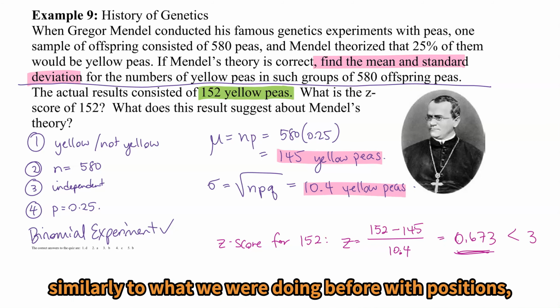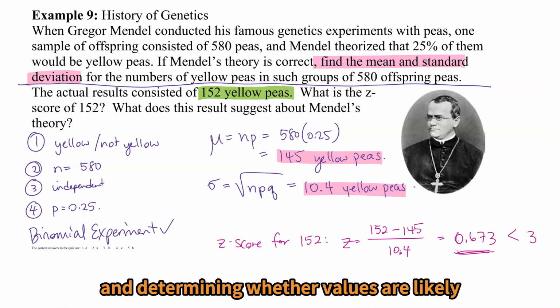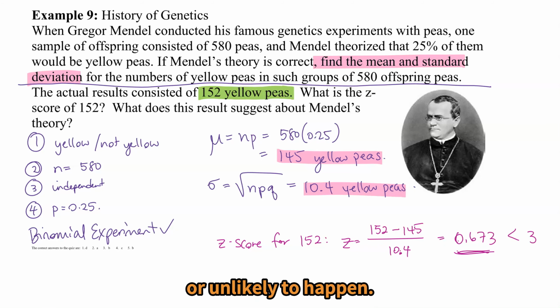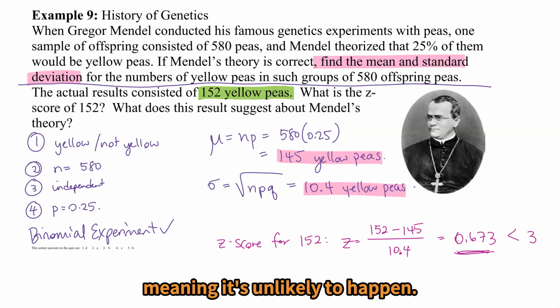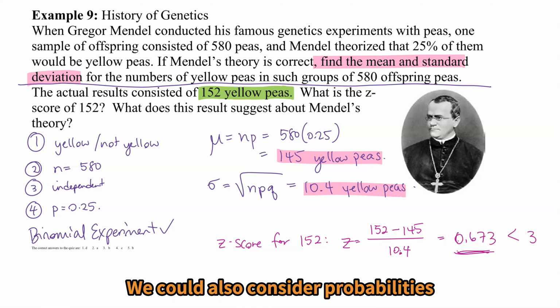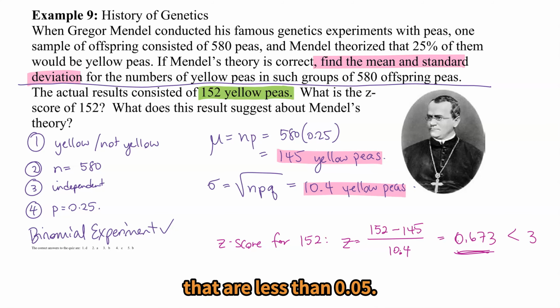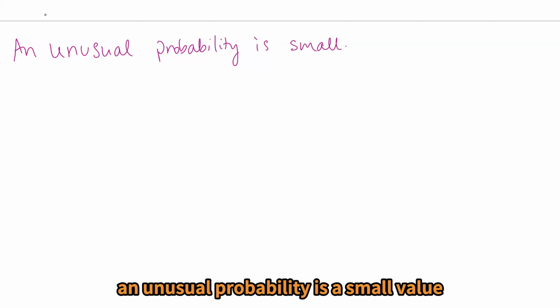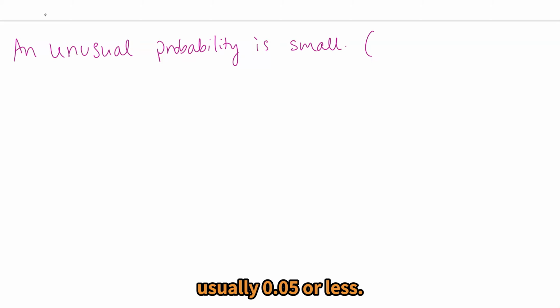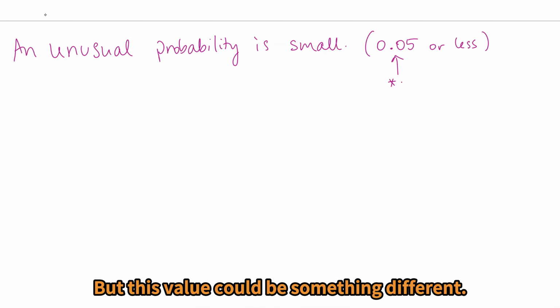So we can use means and standard deviations in the binomial probability distributions, similarly to what we were doing before, and determine whether values are likely or unlikely to happen. More than 3 standard deviations away from the mean means it's unlikely to happen. We can also consider probabilities that are less than 0.05. Even though we haven't touched much on this, an unusual probability is a small value, usually 0.05 or less. But this value could be something different.